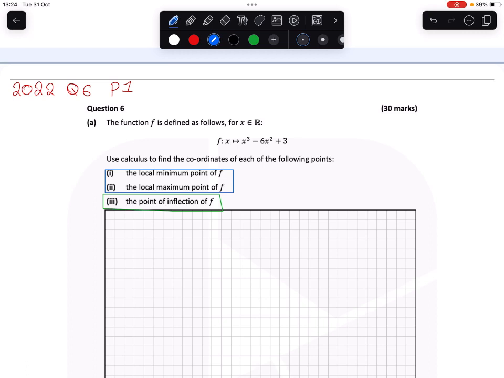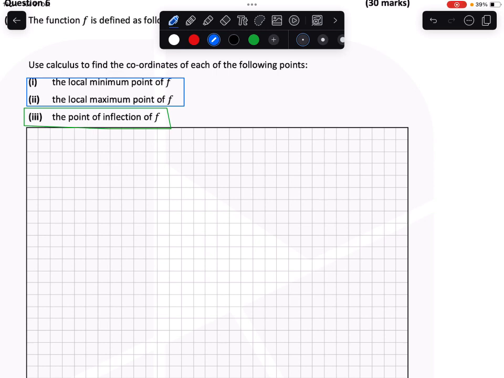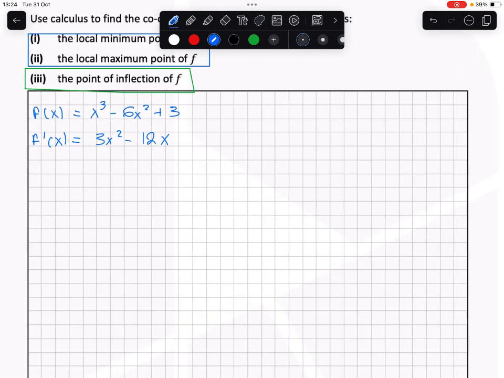So let's just look at the first one, or parts 1 and 2. Whenever you're finding the local max, mins or the point of inflection, what we're going to be doing is solving a derivative of the function, whether it's the first or second derivative, equal to 0, and whatever x value we get, we stick it back into the original function, and then we're going to get y. So if we write this out again, we have f of x is equal to x cubed minus 6x squared plus 3. We find the derivative of this, f prime of x, which is going to be 3x squared minus 12x. That 3 is a constant, so we get rid of it. It just equals 0, so we don't have to write in the second one.